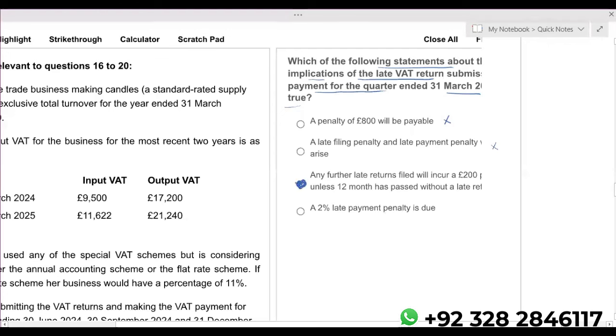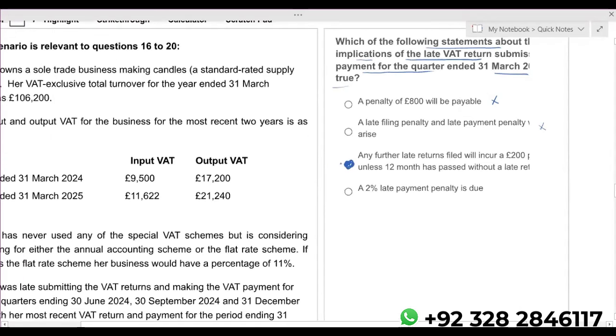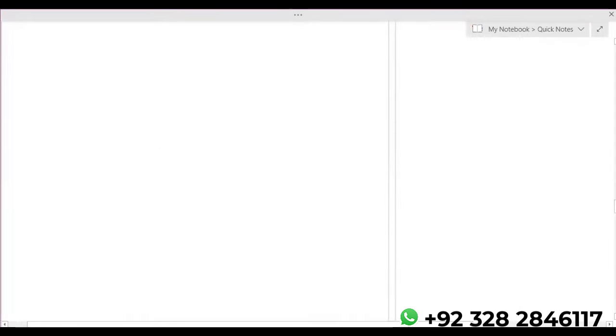Basically, the third one is logical. When your score of penalty points reaches 4, number one, you have to pay £200. But after that, what happens? Any further late return filed will incur a penalty of £200, unless 12 months pass without a late return submission, then there will be no penalty. So logically, C is correct.